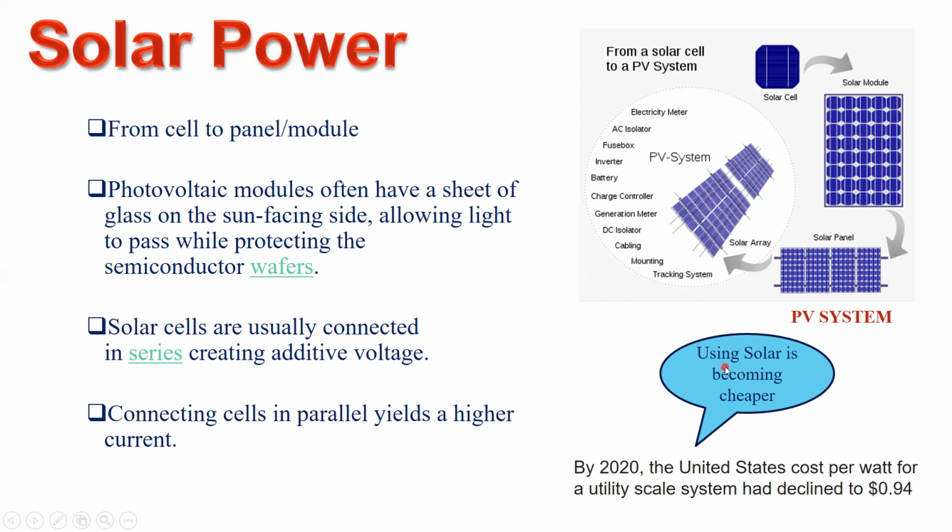Okay. So as I said, solar cells are becoming cheaper. By 2020, the United States cost per watt for utility scale had declined to just under $1. So that's the magic of solar cells.